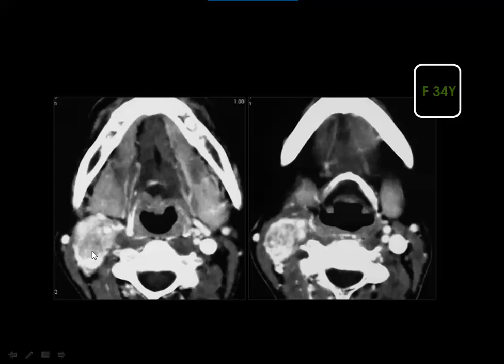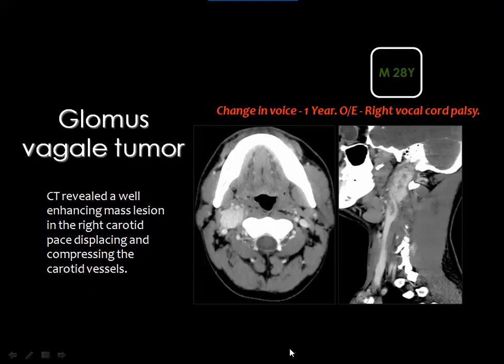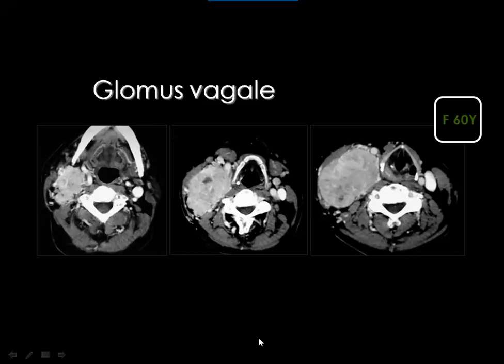And if you cannot appreciate this, then you may have the reconstructed images, which are usually helpful in this particular domain. And this is an example of a lesion which is hypervascular. It may represent the carotid body tumor or glomus vagal, but the sagittal reconstructed image will show the tumor displacing the internal and the external carotid artery anteriorly, and this is the diagnostic criterion for the glomus vagal.